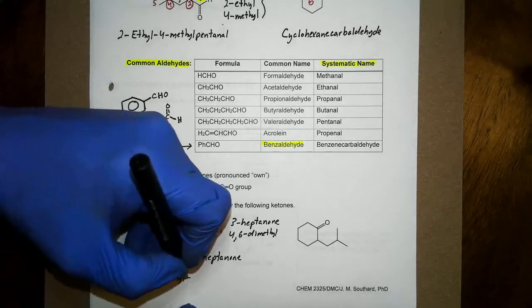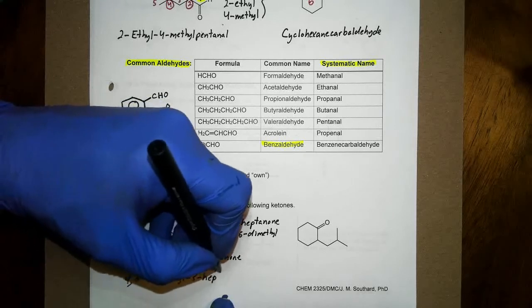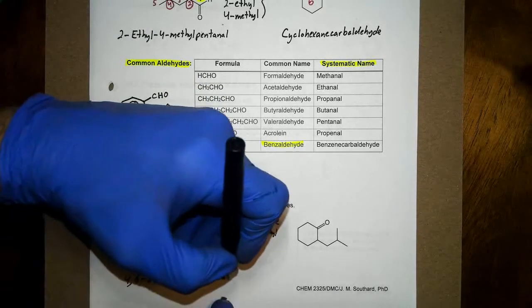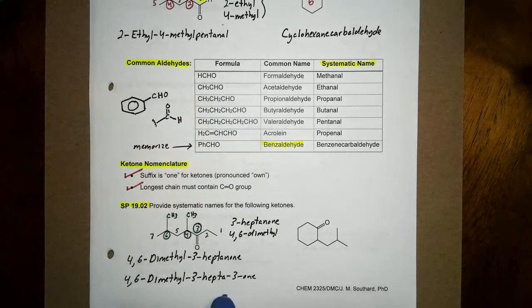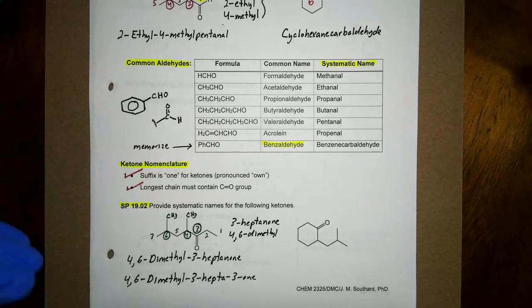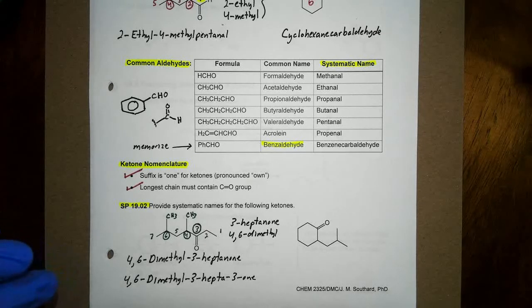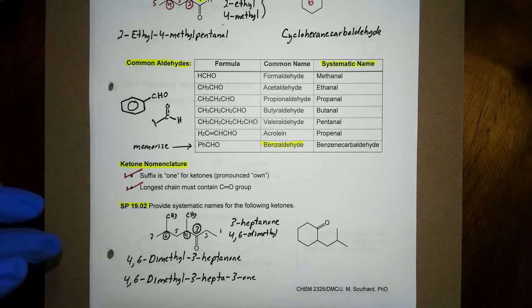4,6-dimethyl-3-hepta-3-one. This is kind of like naming alkenes and so on and so forth, or alkynes, where you could place that number in front of the actual functionality. But either one of these is fine. Either one's fine. Let's do the second example on the bottom of page 120.